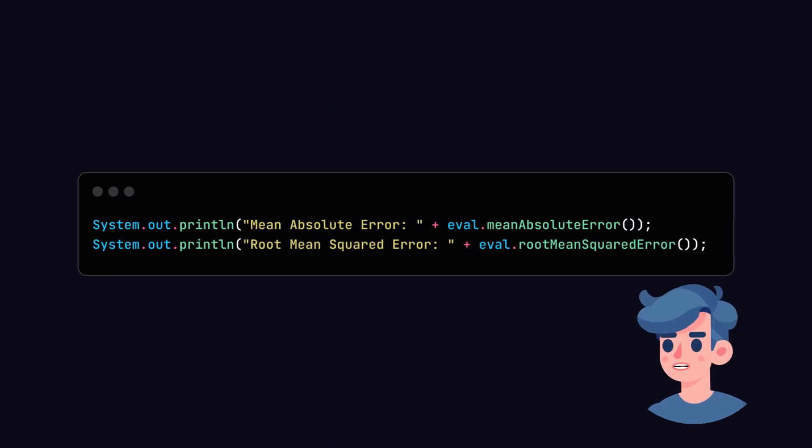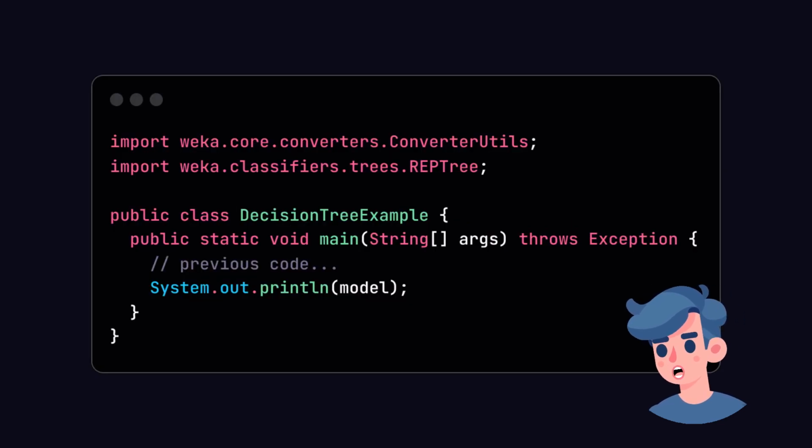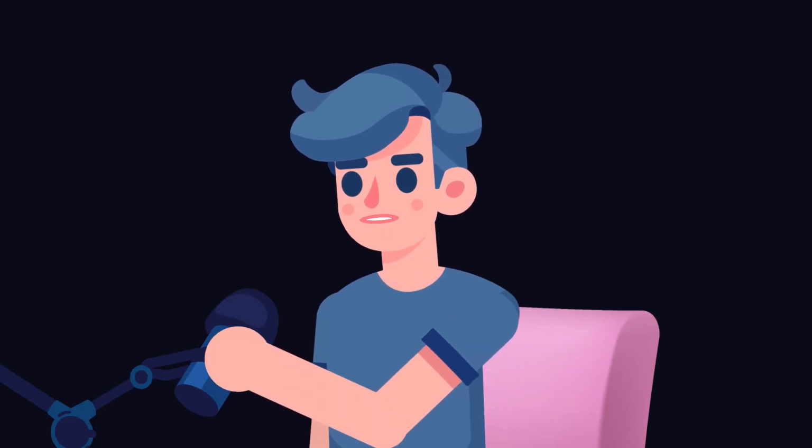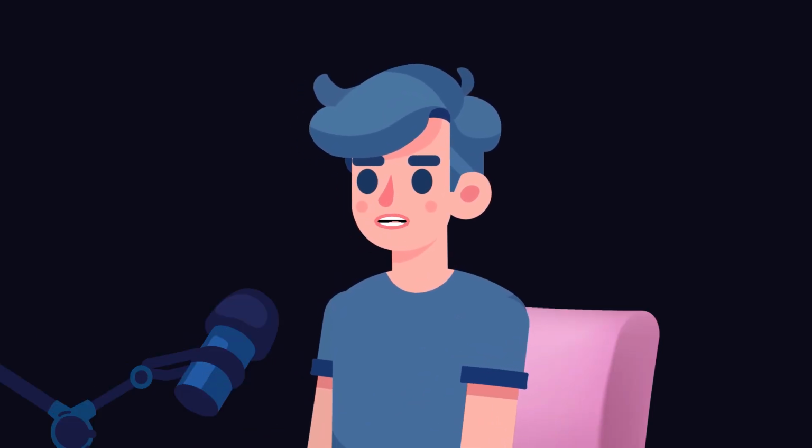Once we have the evaluation metrics printed, we can delve deeper into specific metrics by inspecting the eval object. Weka provides a variety of metrics such as mean absolute error, root mean squared error, and more. Now that we know how to train and evaluate a decision tree for regression, let's visualize the tree to better understand how it makes decisions. This will print out a textual representation of the tree structure. Each node indicates the decision-making process, helping us understand how input features lead to a final predicted value.